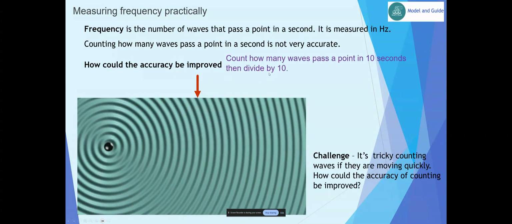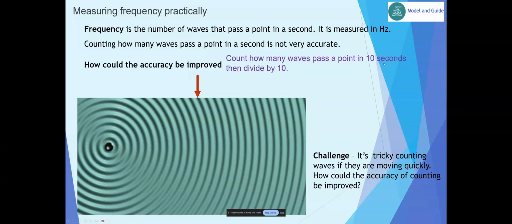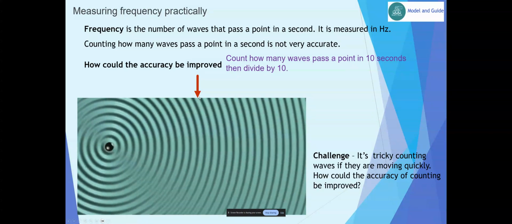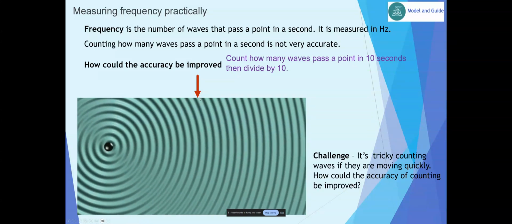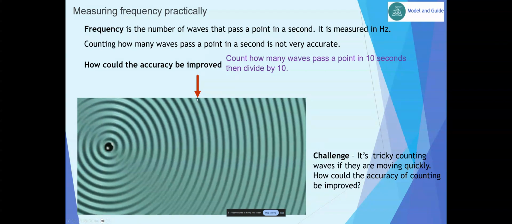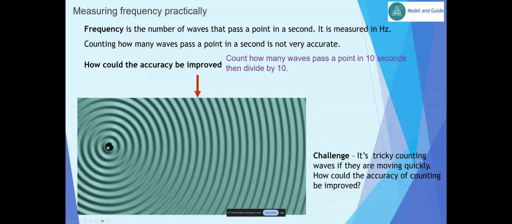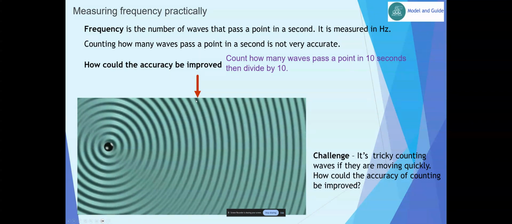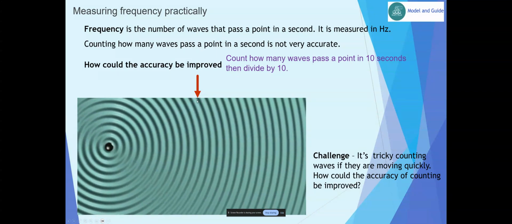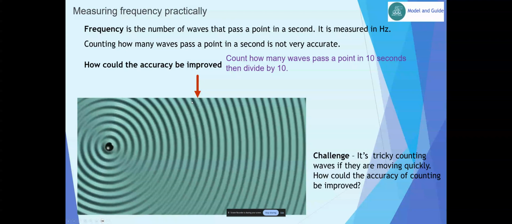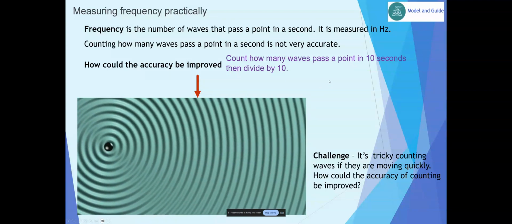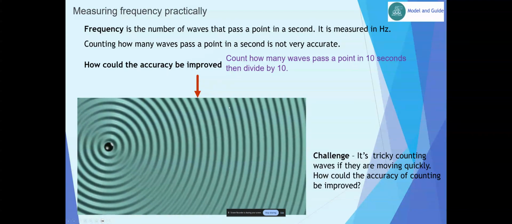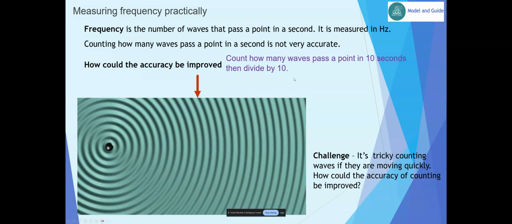So what we do is we count how many waves pass a point in 10 seconds, then divide by 10. Let's do it now, when the black one's there. So we've got 1, 2, 3, 4, 5, 6, 7. Now 10 seconds have passed. So I've counted 7 waves in 10 seconds.